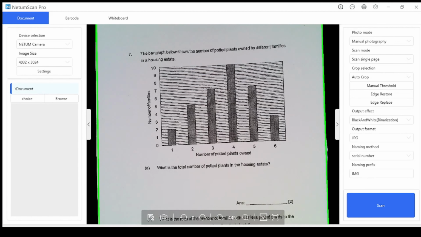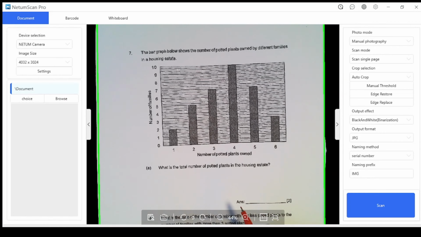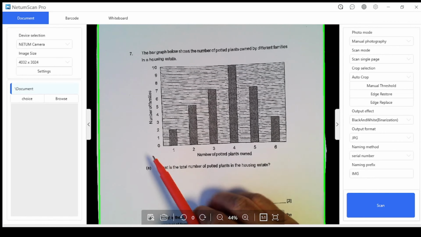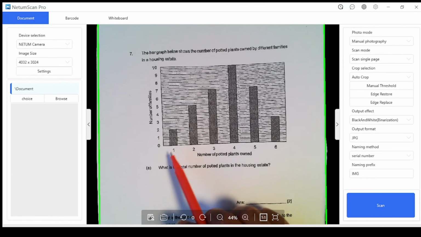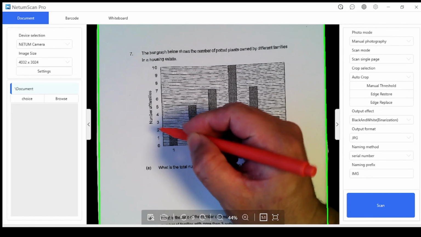Okay, so you have read the question, right? Let's say, what is the total number of photo bonds in the housing estate? So let's just find out how many families have each number of photo bonds. For example, one photo bond, how many families is that?